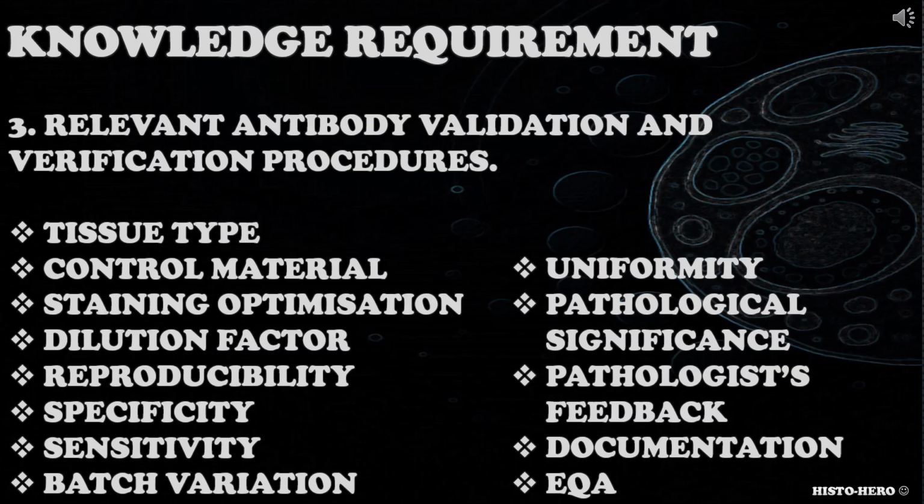When addressing this knowledge requirement, candidates should consider tissue type expressing lymphoid markers, control material, staining optimization and factor, staining reproducibility, specificity and sensitivity, possible batch variation, pathological significance, pathologist's feedback, relevant documentation, EQA schemes available, extension to scope.